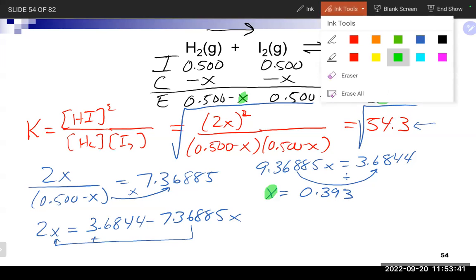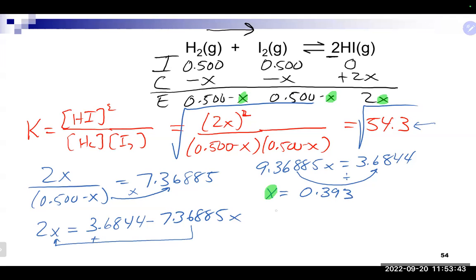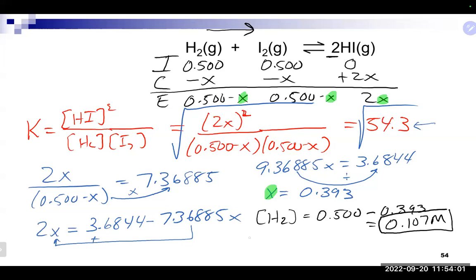So we'll use that x value to solve, and that will give us that the H2 concentration would equal 0.5 minus x. And that will give us 0.107. And we do need a concentration unit there, molarity. I2 will be exactly the same. So it'll be 0.5 minus 0.393. I'll just arrow it up there. We'll get the same one for both of those guys.